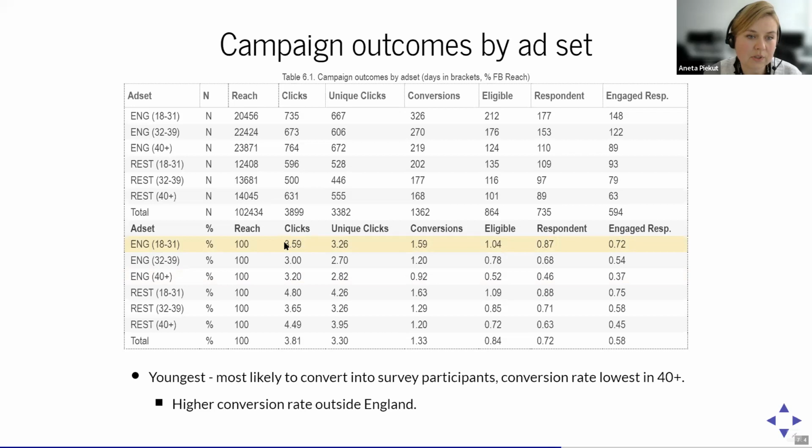So the click rate was higher among the younger in England, and also younger in the rest of the UK, and the oldest. But when we look at the conversion, so these are people who actually moved to the consent page and gave us consent, we can see that it was similar across both ad sets: the younger participants in both regions, England and outside England, had the highest conversion rate. Overall, it was a little bit higher outside England.